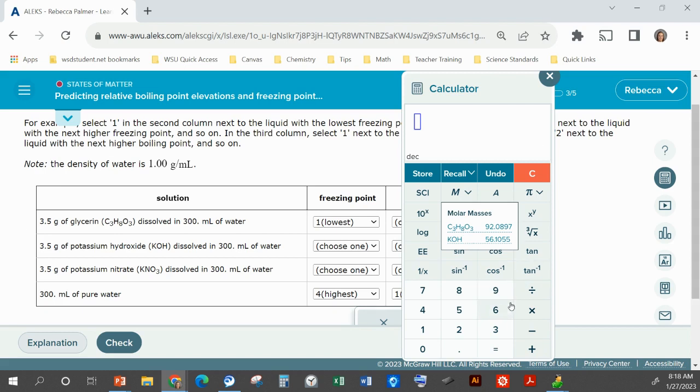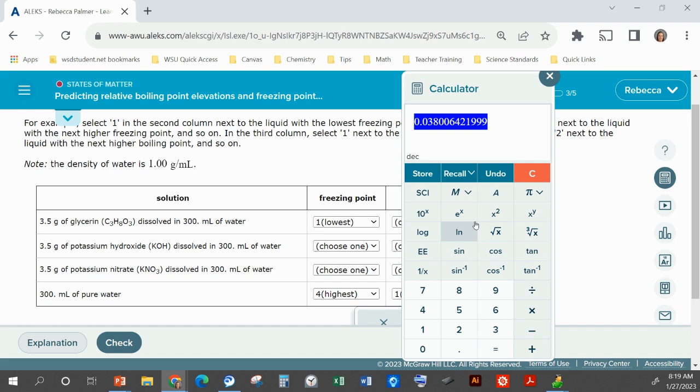I just learned this yesterday. So we have 3.5, and we're going to divide by the molar mass. I don't know why it doesn't give us all 3. That's dumb. Divide by this one. Okay, that's the number of moles. And then we need to check, is this an ionic compound? Is this going to dissociate? Are you going to get ions? No ions. It's called glycerin. This one will not dissociate. So the number of moles that we add is the number of moles of particles.